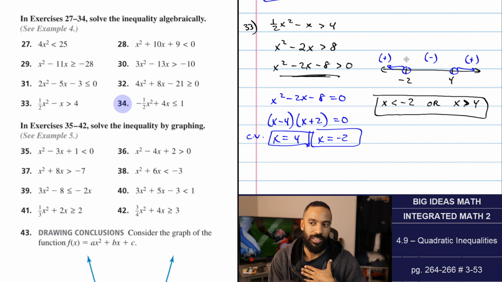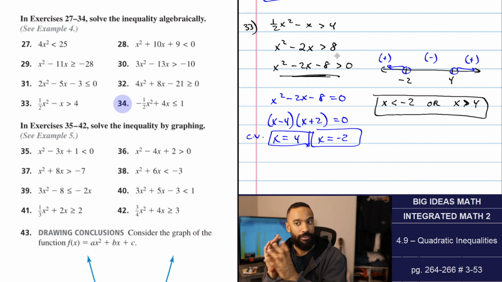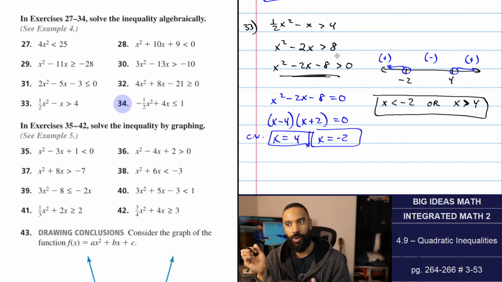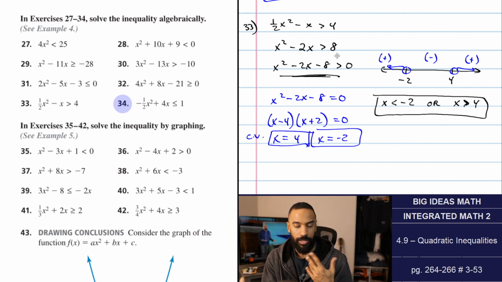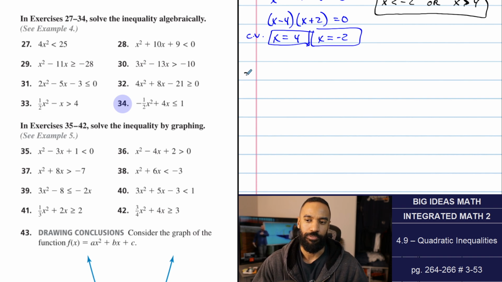Am I actually testing the values? No. Should I be? Probably. But if I understand what the graph looks like, I'm answering my own question without needing to plug those numbers in and say what the signs are. And knowing that visual, I think, is very helpful for us.